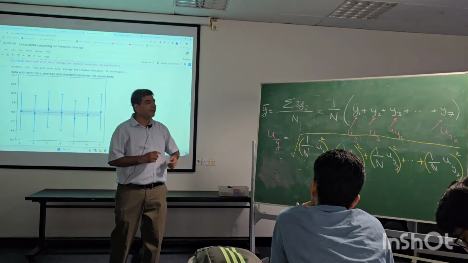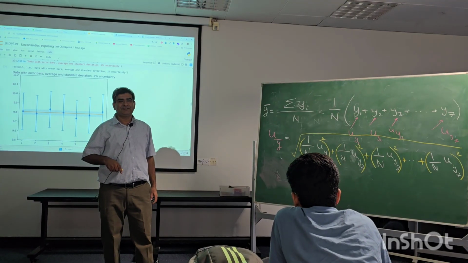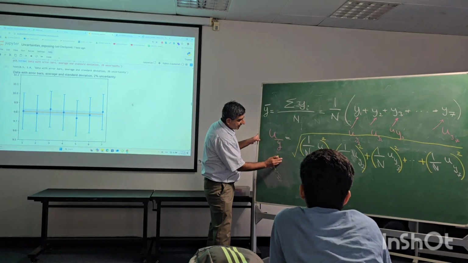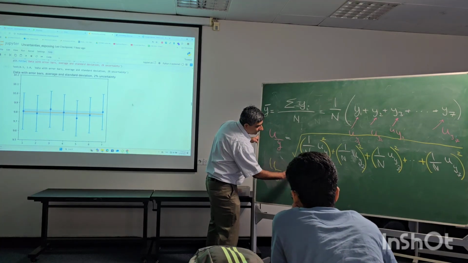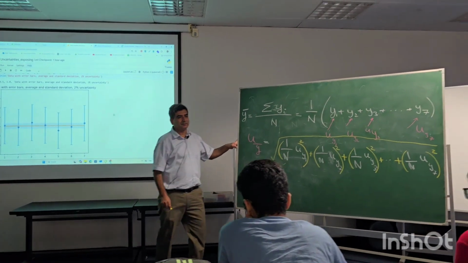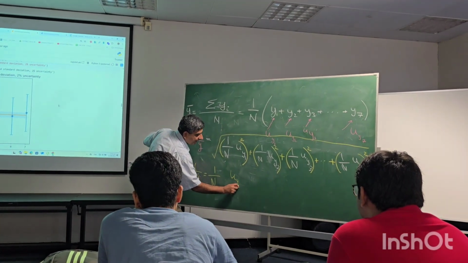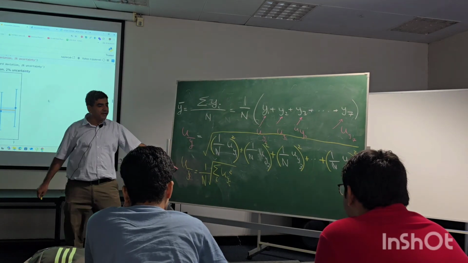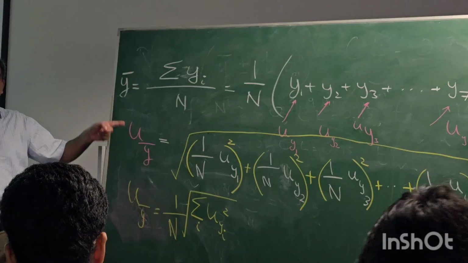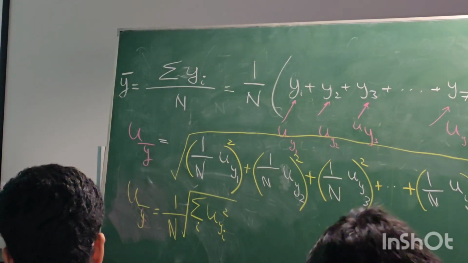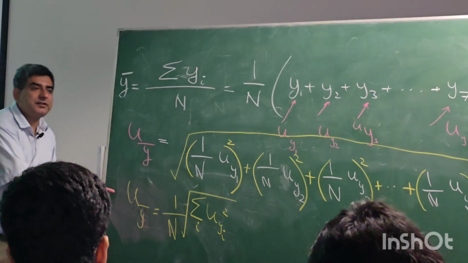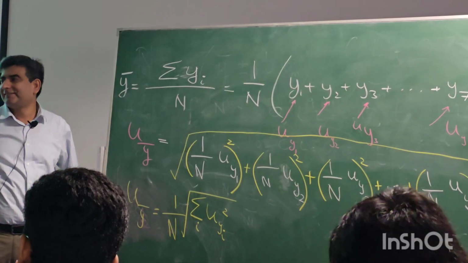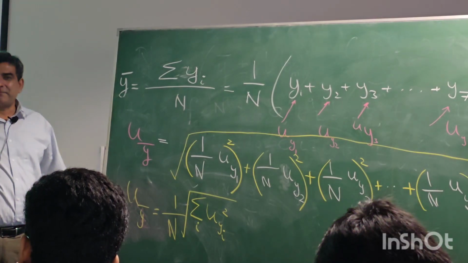So this is how you find out the uncertainty in the mean due to the type B uncertainties. So if I simplify this, the uncertainty in the mean will be 1 over n times the square root of the sum over all i of u_i squared. This is a compact formula for the uncertainty in the mean. Now this is the uncertainty in the mean due to type B uncertainties. So this is a type B uncertainty in the mean.